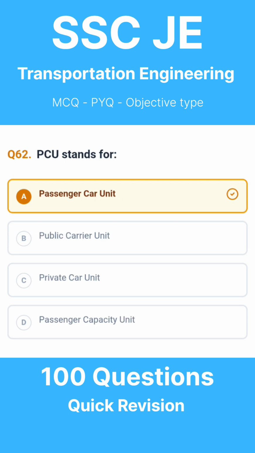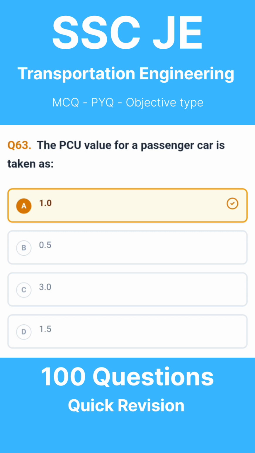Question 62. PCU stands for. The correct answer is passenger car unit. Question 63. The PCU value for a passenger car is taken as. The correct answer is 1.0.